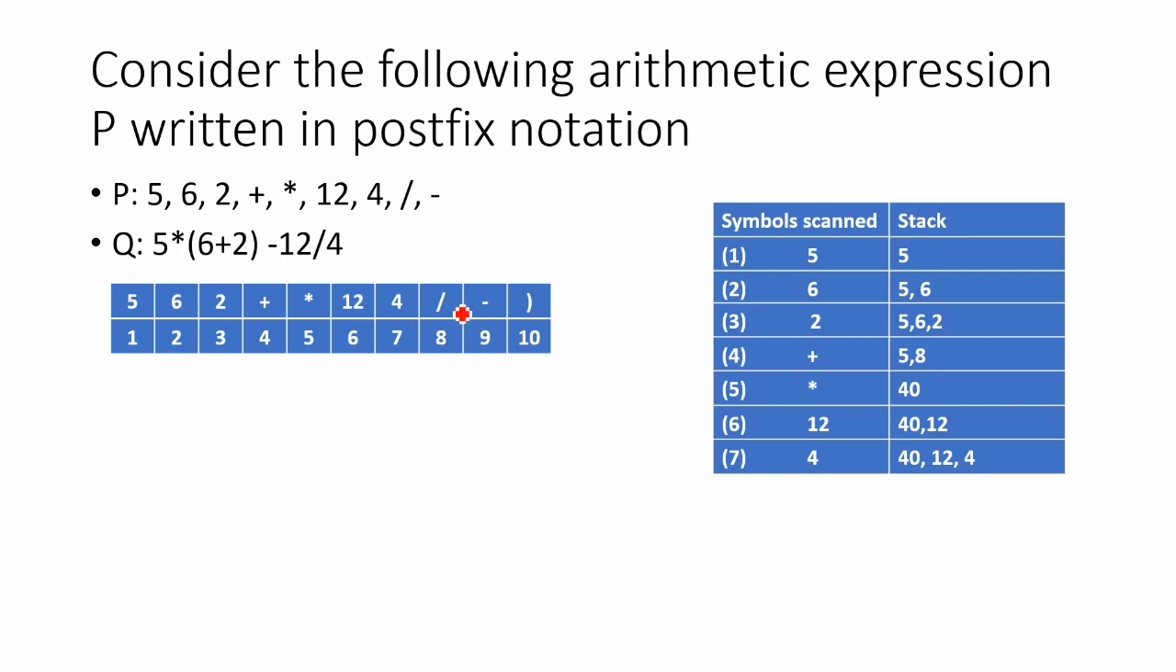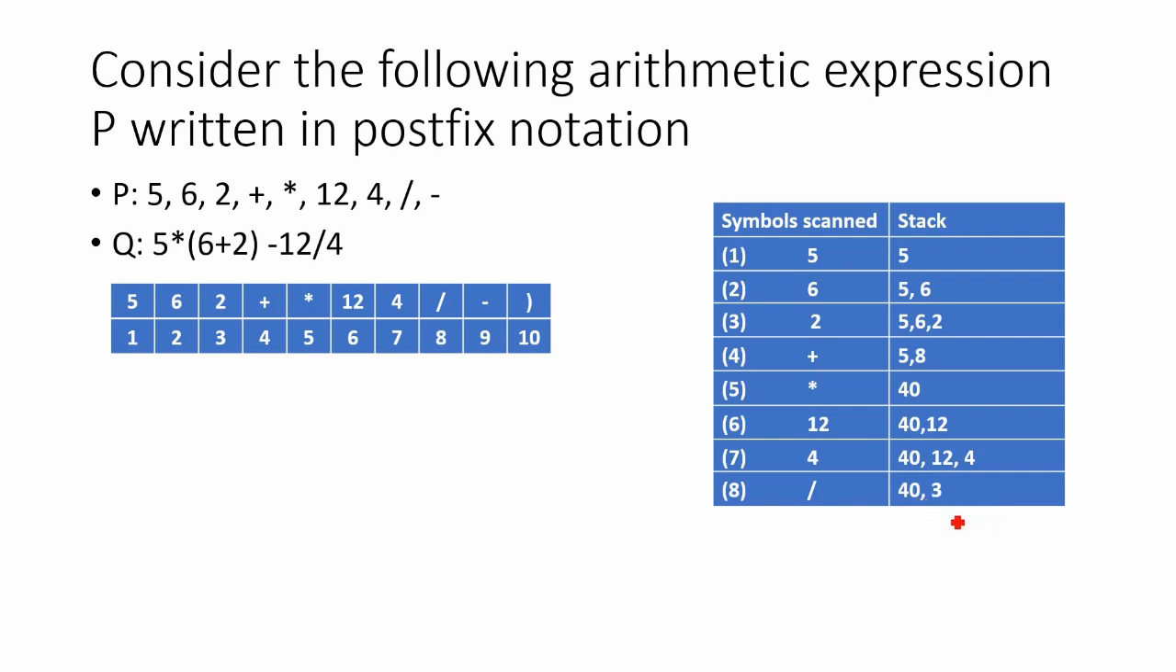The next one is an operator, the division operator. Now, whatever we pop first will be the second operand, and whatever we pop second will be the first operand. So 12 by 4 we will be getting as 3. What will be the result on the stack now? It is going to be 40 comma 3 on the stack. Then the next character to be scanned is minus. Here the minus is the operator. So again we pop, and the first pop will be the second operand.